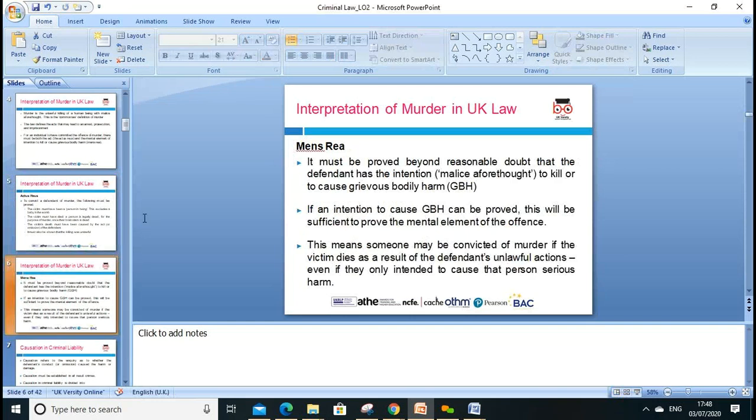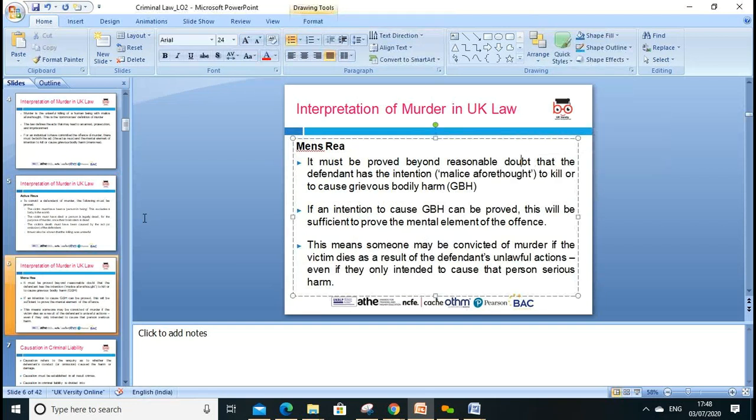Okay, so we need to look at mens rea. It must be proved beyond reasonable doubt. We always learn about the burden of evidence. We need it beyond doubt; there must not be any doubt, then you can charge. Otherwise, you can't charge someone. The defendant has the intention to kill or to cause grievous bodily harm.